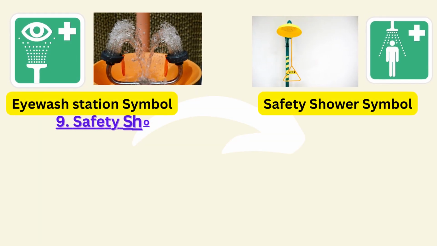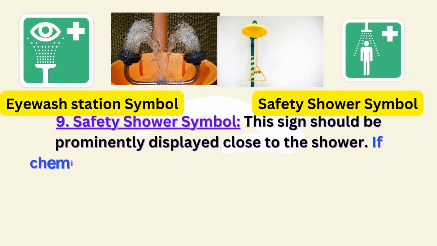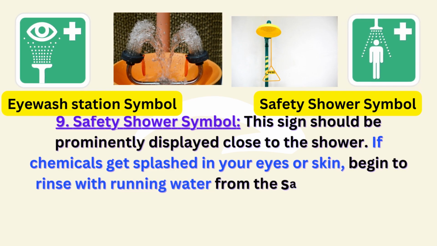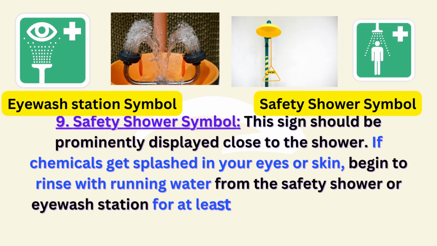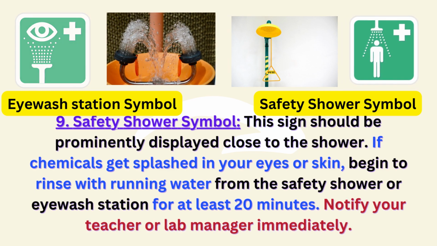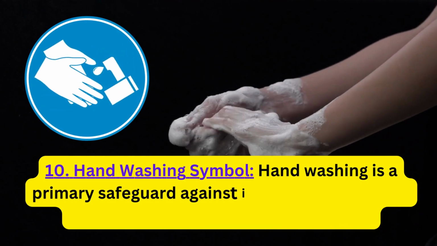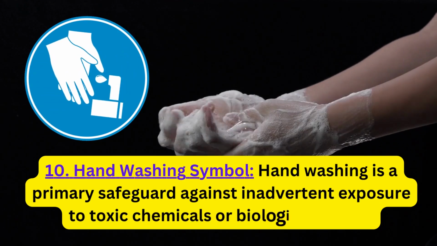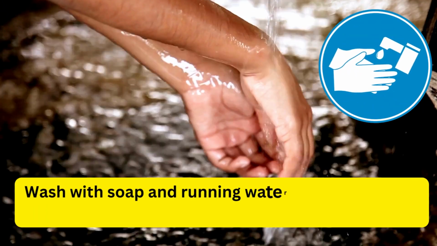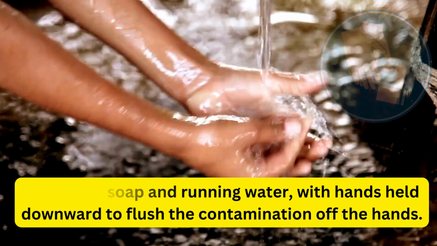9. Safety shower symbol. This sign should be prominently displayed close to the shower. If chemicals get splashed in your eyes or skin, begin to rinse with running water from the safety shower or eye wash station for at least 20 minutes. Notify your teacher or lab manager immediately. 10. Hand washing symbol. Hand washing is a primary safeguard against inadvertent exposure to toxic chemicals or biological agents. Wash with soap and running water, with hands held downward to flush the contamination off the hands.